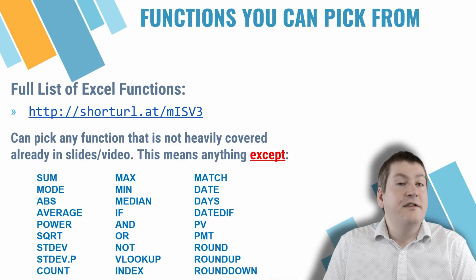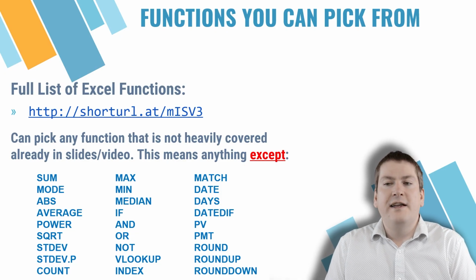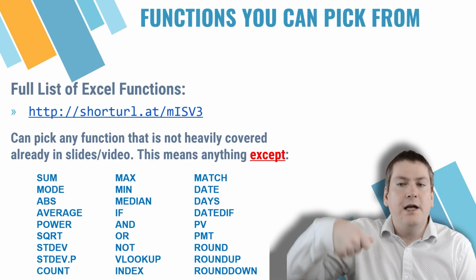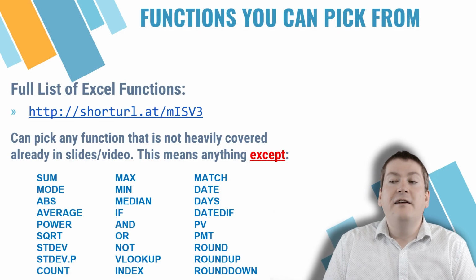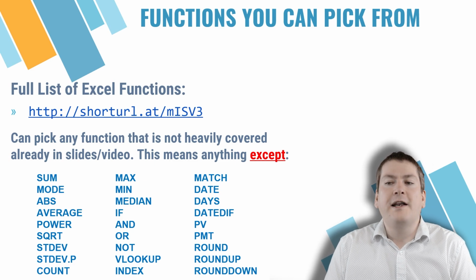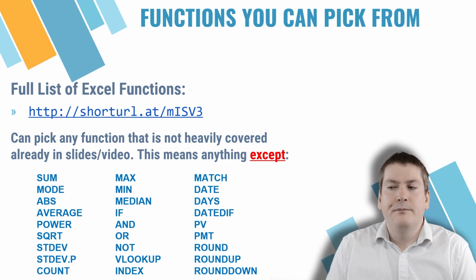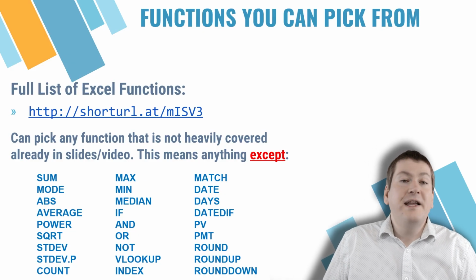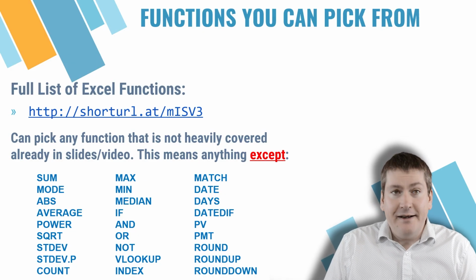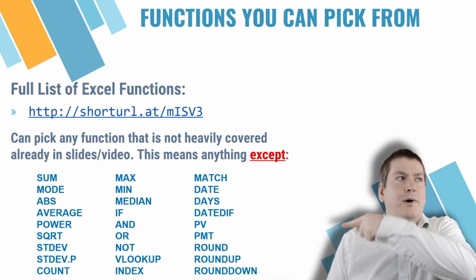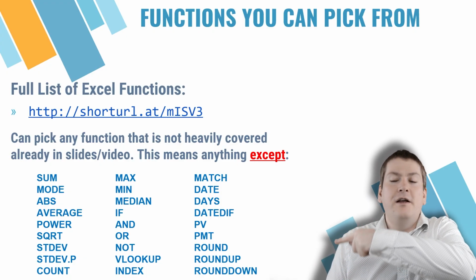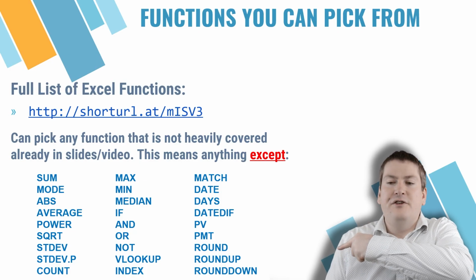There is a full list of Excel functions you can access to make this a bit easier. You can use this link here that's in the slides. I also have it down below in the description of this video. And you can pick any function that's not heavily covered already in the slides and tutorial videos. This means you can pick anything except what I have listed here. To make this as clear as possible, you can pick any Excel function you want, except the ones listed over here. Do not pick any over here if you want full points for this participation activity.